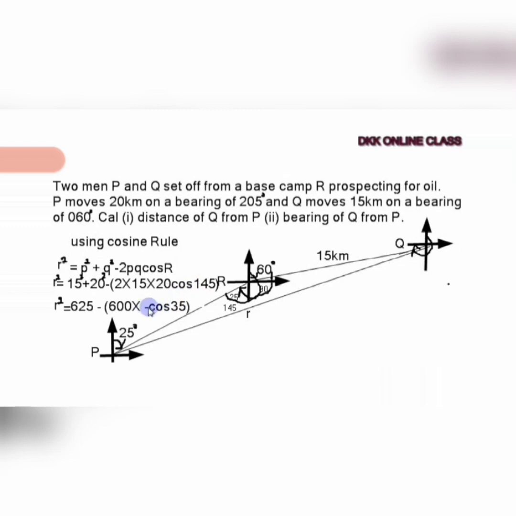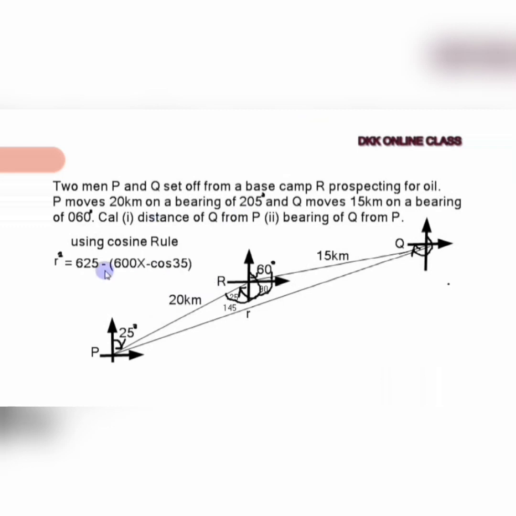Then cos 145 is giving us minus cos 35, because cos is negative in the second quadrant. So when we subtract 145 from 180, we have 35. That's why we're having this. So now we open this bracket with the minus. So we have 625, minus times the minus inside will give us plus. So cos 35 is 0.8192. So when we open this bracket, we'll have 625 plus 491.52.